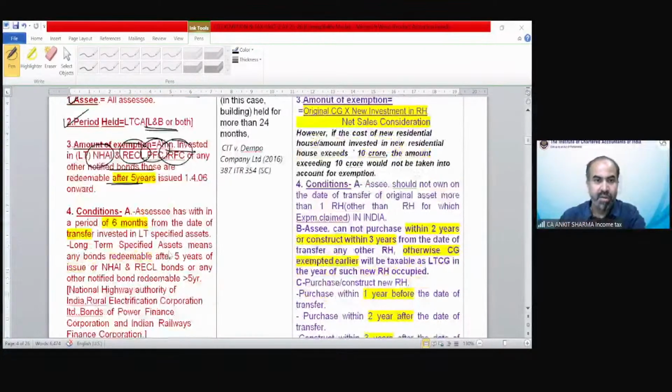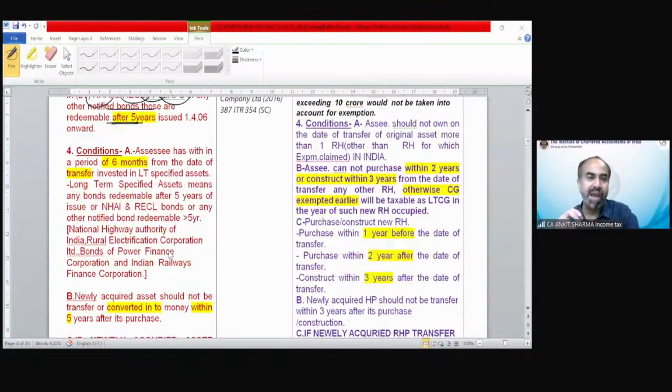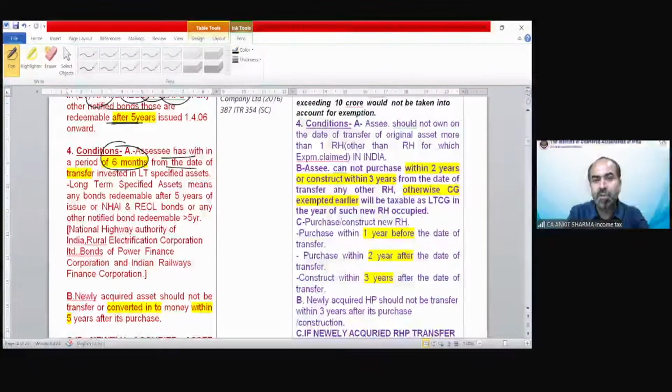Okay. Now the condition. You have seen that in earlier exemptions, section 54, 54B and 54D, the time limit for investment was in years. Section 54 was having a 1, 2, 3 year investment limit. 54B having 2 years, and 54D was having a 3 year time limit for construction and purchase. But section 54EC is only having a 6 months time limit. The assessee has to invest in a long-term specified asset within a period of 6 months from the date of transfer.